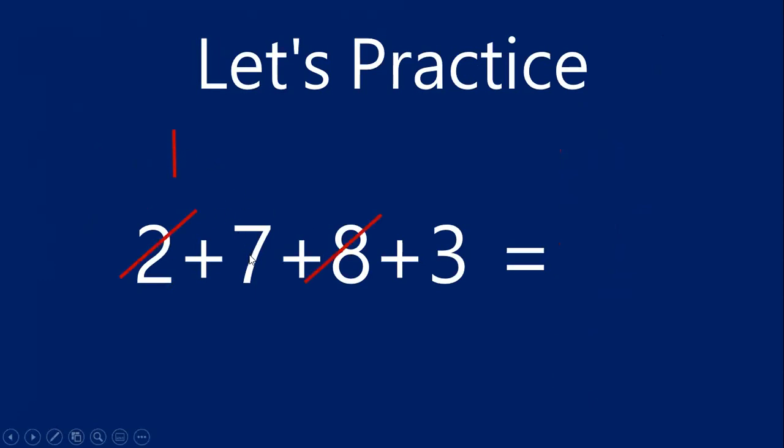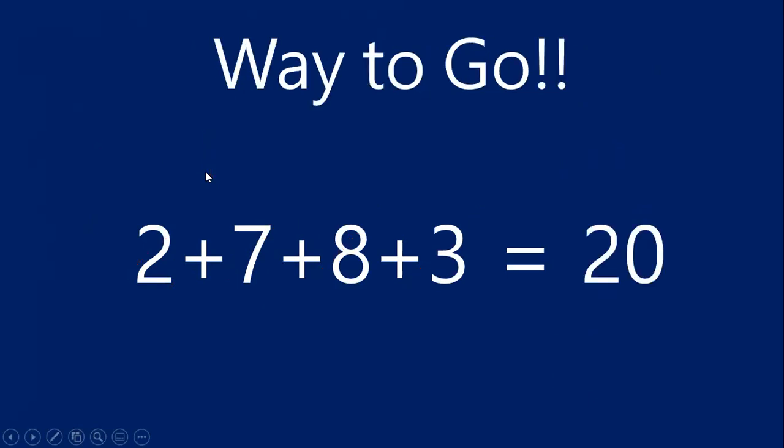All right, let's move to our 7. Do you already see it? What's my complement of 7? That's right, it's a 3. 7 and 3 make 10. I've accounted for all of my numbers. I have 2 sets of 10. What is 10 plus 10? 10, 20 is the answer.